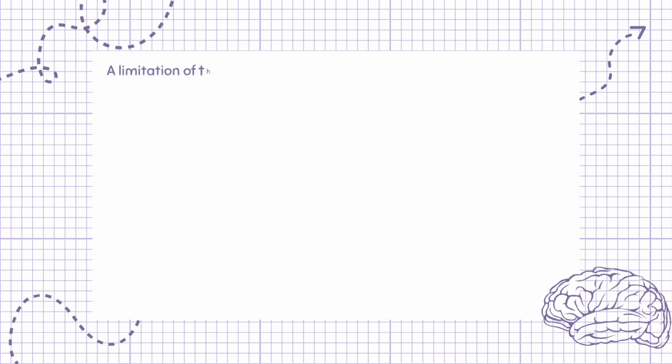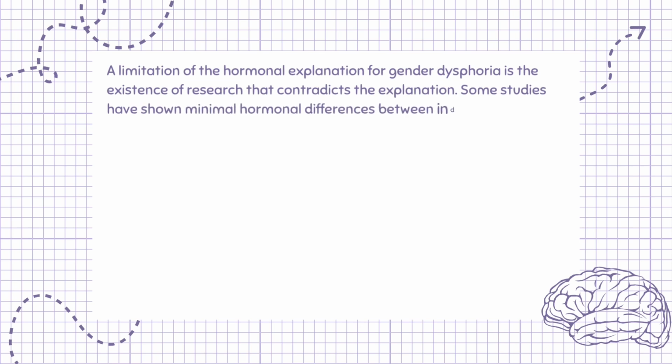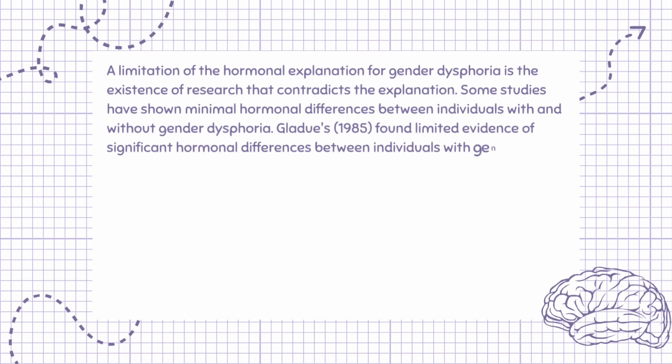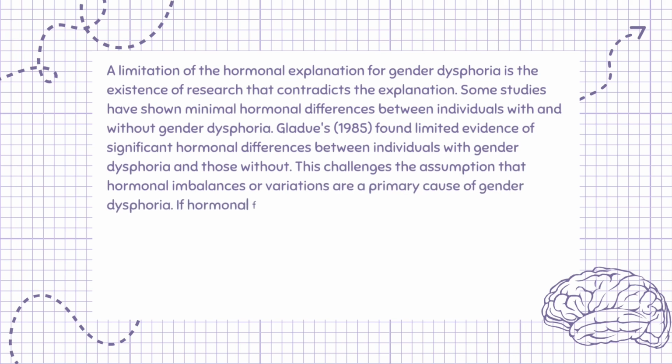A limitation of the hormonal explanation for gender dysphoria is the existence of research that contradicts the explanation. Some studies have shown minimal hormonal differences between individuals with and without gender dysphoria. Gladue, 1985, found limited evidence of significant hormonal differences between individuals with gender dysphoria and those without. This challenges the assumption that hormonal imbalances or variations are a primary cause of gender dysphoria.